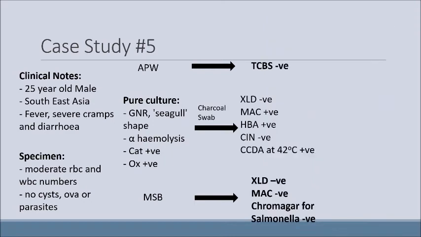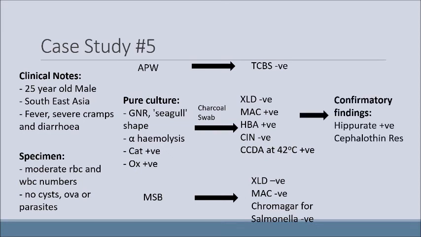The TCBS plate grew no colonies from the APW. This was also evident for the XLD, MAC, and chrome agar for Salmonella plates cultured from the MSB. As a result, Salmonella, Shigella, and Vibrio species can be eliminated as possible causes. Fortunately, the organism grew in the CCDA plate incubated at 42 degrees Celsius, which is highly selective for the suspected Campylobacter. All that was left to do was to identify its species.